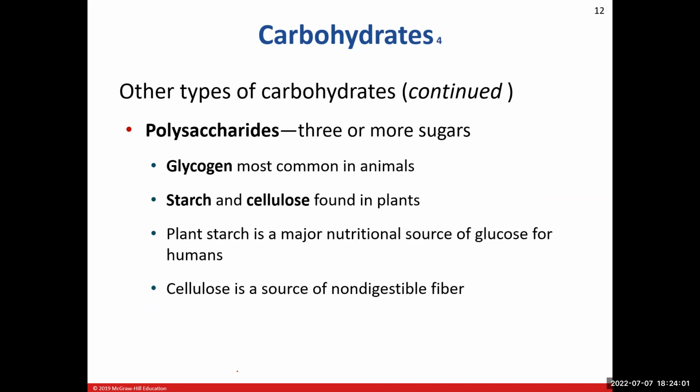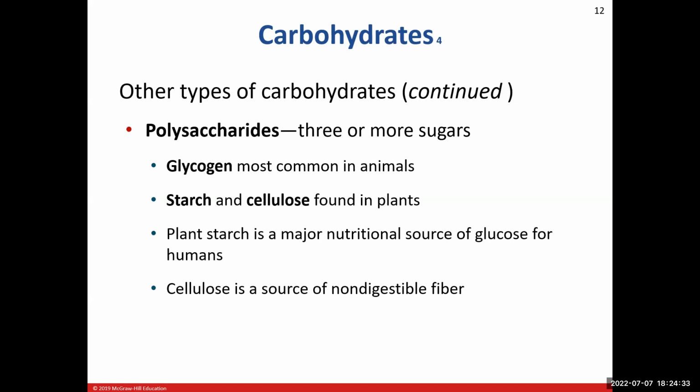All right, and then finally our polysaccharides. We just got done talking about one, glycogen. The polysaccharides contain, obviously, poly meaning many, so 3 or more sugars. Glycogen is the most common one that we find in animals. When we're dealing with plants, that's where starch and cellulose come from. Plant starch is wonderful when you want to get a lot of glucose in its stored form, and then you can break that down and get glucose out of that starch.